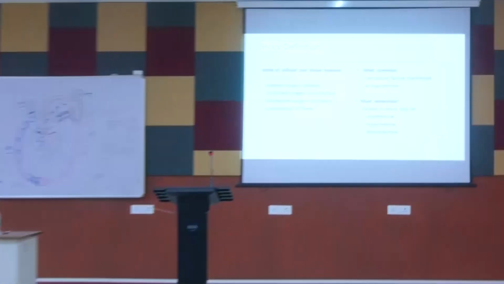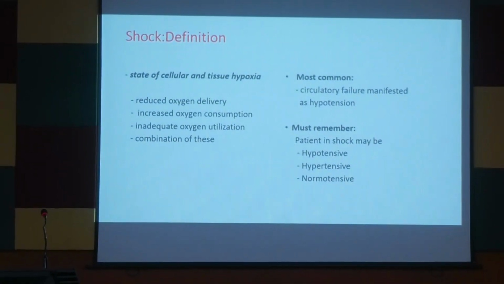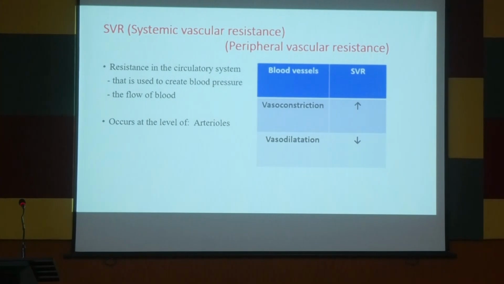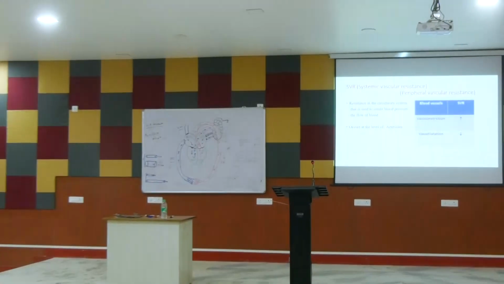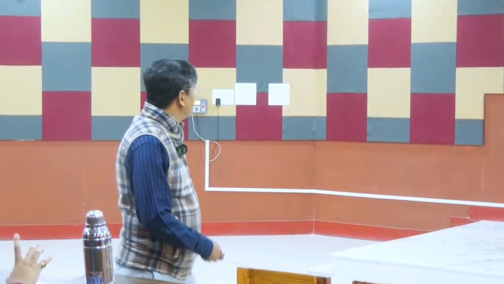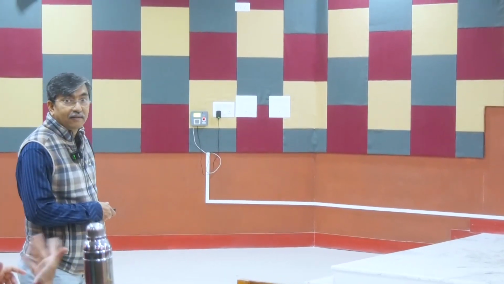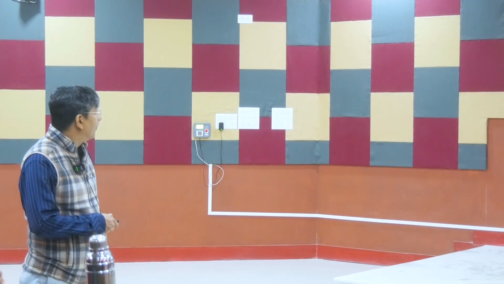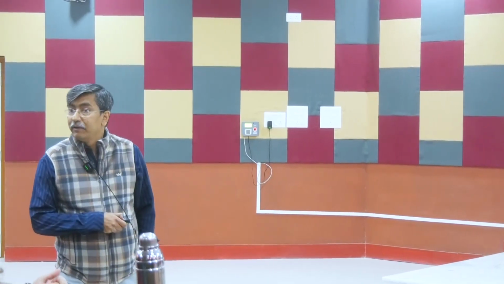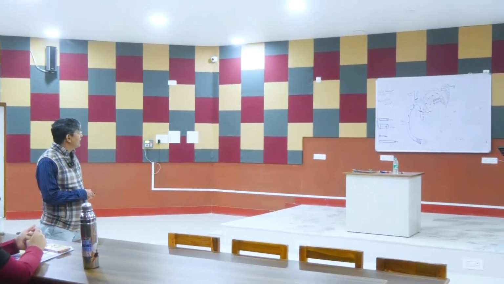Now come to the shock. Regarding the resistance, there is one formula, the Hagen-Poiseuille formula. What does it say? R for resistance equals 8 L N divided by pi into r to the power 4. What is L? Length. What is N? Viscosity of the fluid. And this r is radius.